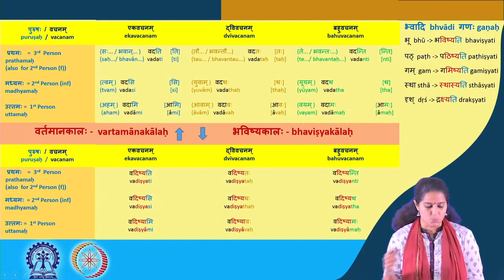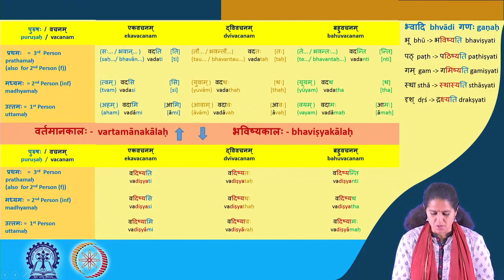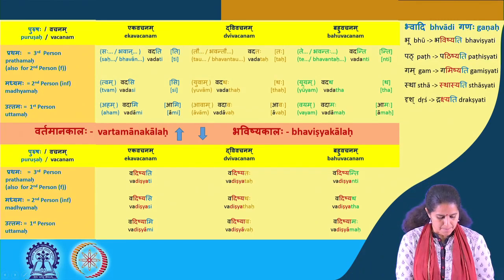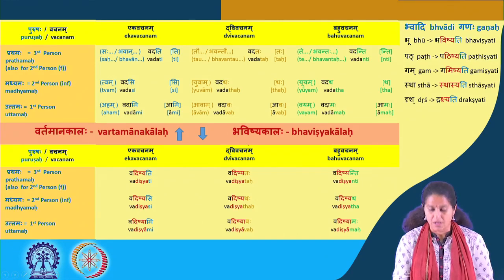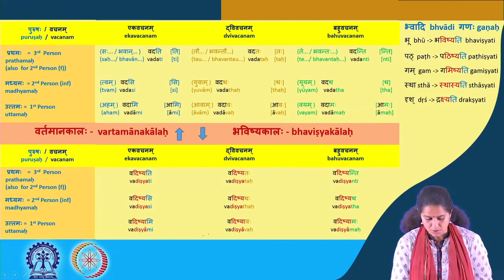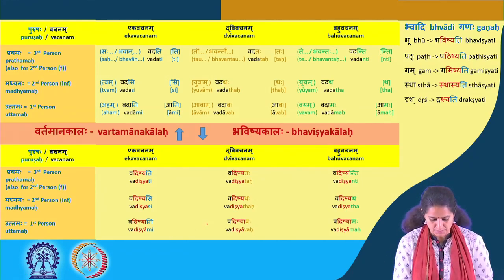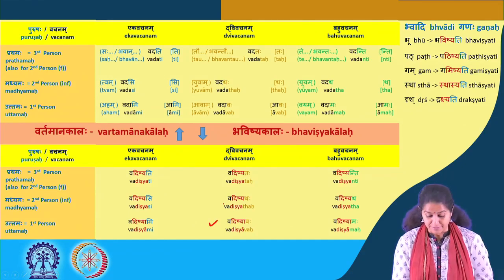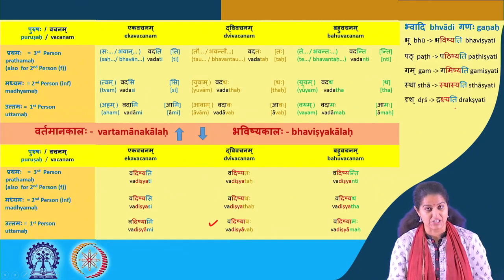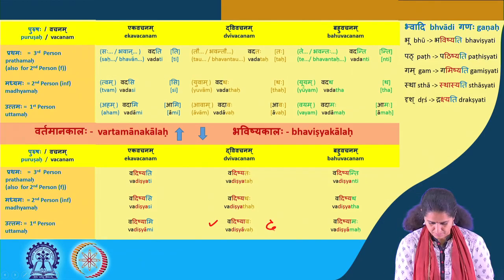Yeah, got it? So the moment you say "we two," you know that you are in the middle column here. So first person dual. So "we two" here in this column, and vadishyavaha. So you find the word, replace the verb with drakshati. So it will become drakshyavaha.